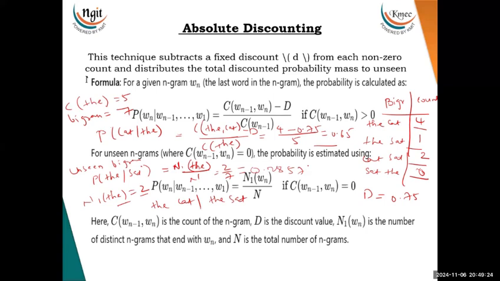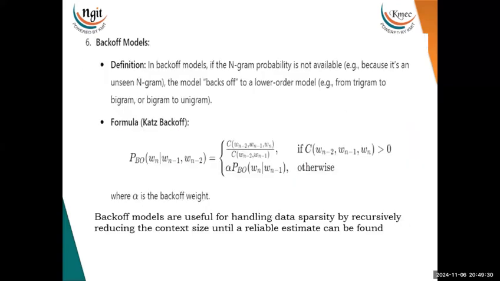Right? So the example we considered is just to explain that absolute discounting will try to redistribute the probability mass just by lowering the probabilities of observed events. Then we have Backoff models.